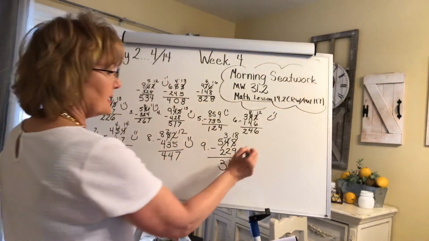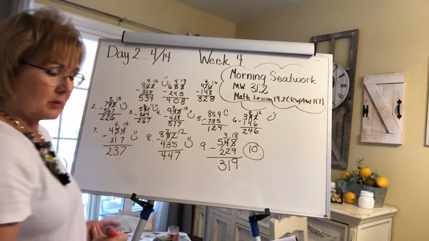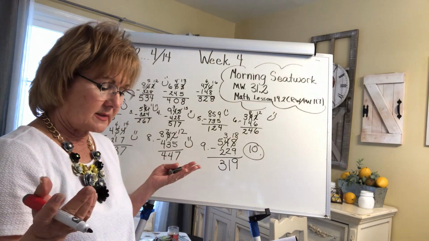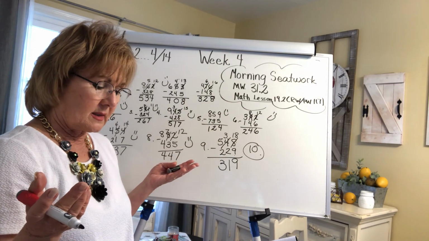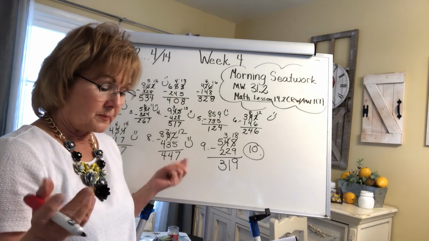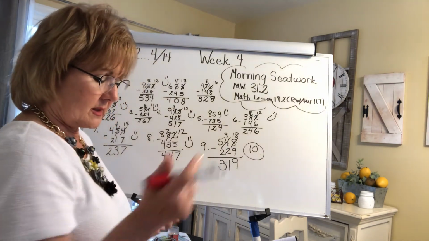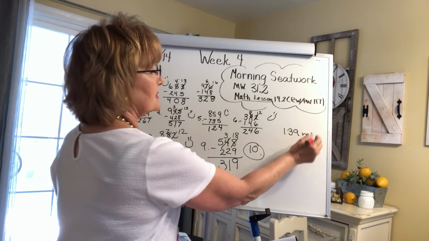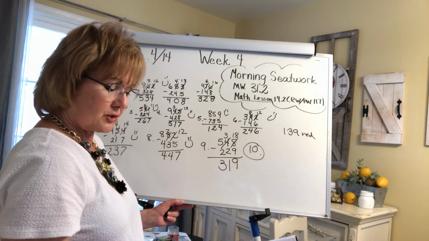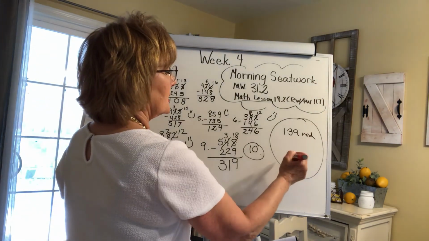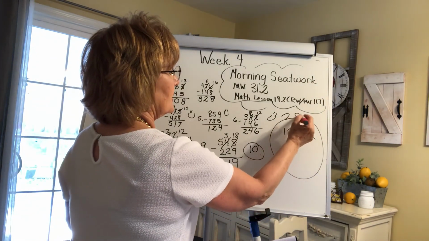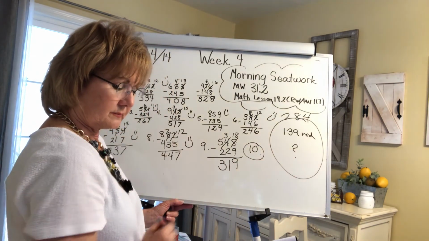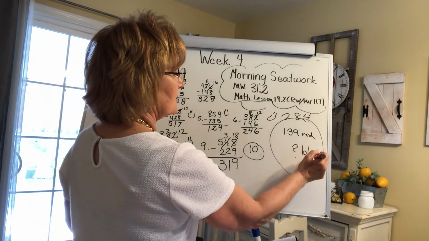Okay, let's take a look at number 10. That's a word problem. Jill has some blue marbles and some red marbles. Why does it say some? Anywho, she has 139 red, right? So she's got 139 red marbles. She has 284 altogether. Some are blue. That's why they said that. I thought that was a little weird.